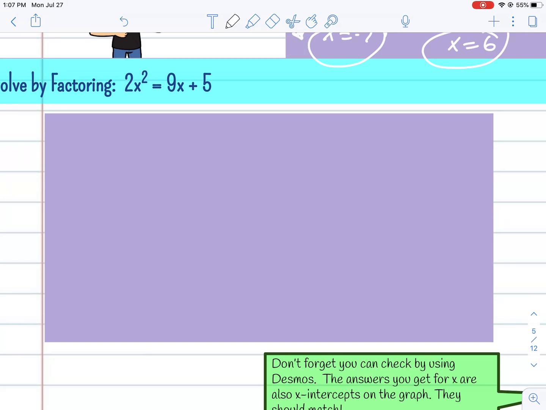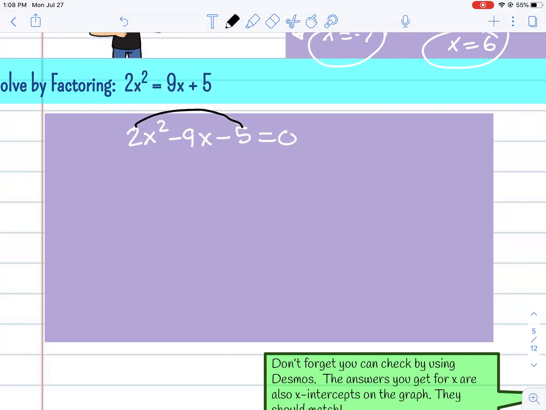This one has a coefficient: 2x squared equals 9x plus 5. So step 1, make it all equal 0. So do your inverse operations, subtract your 9x, subtract your 5. Now there's a couple ways to do this one. One of the ways you probably learned in the past was by grouping, or some people called it the trident method. Lots of different methods there, but you multiply these two together.